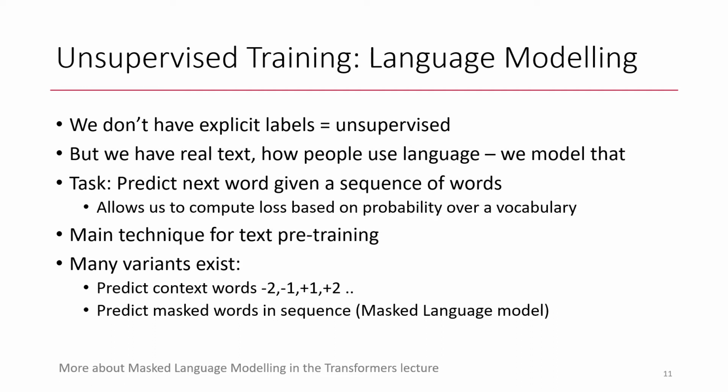I just told you about one task here, but of course there are many variants of this task, such as predicting context words that are around our word, like the previous ones and the next ones. Something that BERT, for example, uses is a masked language model, where you get a full sequence and you mask out certain words, and you want to predict those masked words, which don't necessarily have to be the last one.